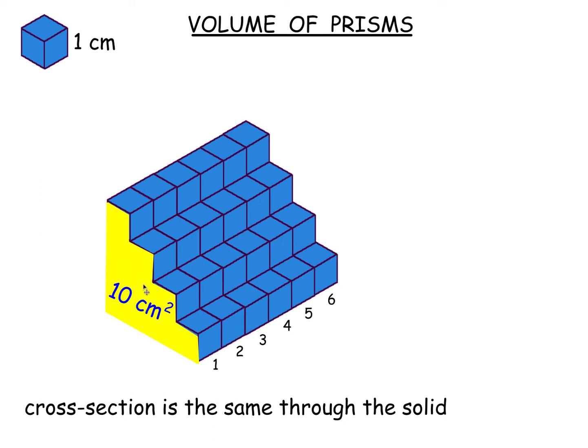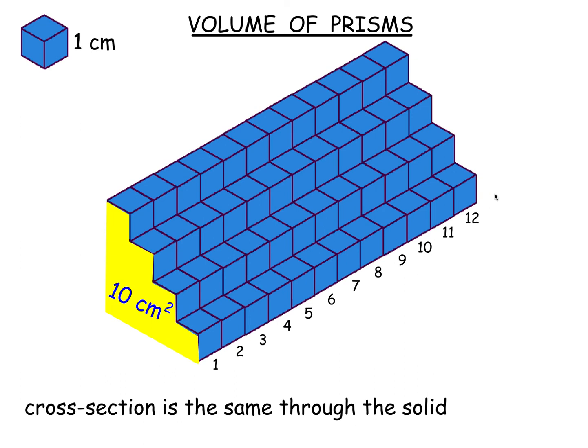The face here is 10 square centimetres. The depth of the arrangement here is 6 layers. That's 6 lots of 10. So it's like the end face being 10 multiplied by 6 centimetres deep, giving you 60 cubic centimetres. So if we continue this all the way to the end, 12 layers, 12 lots of 10, 120 cubic centimetres. So you can think of 10 square centimetre area times the 12 centimetres deep.